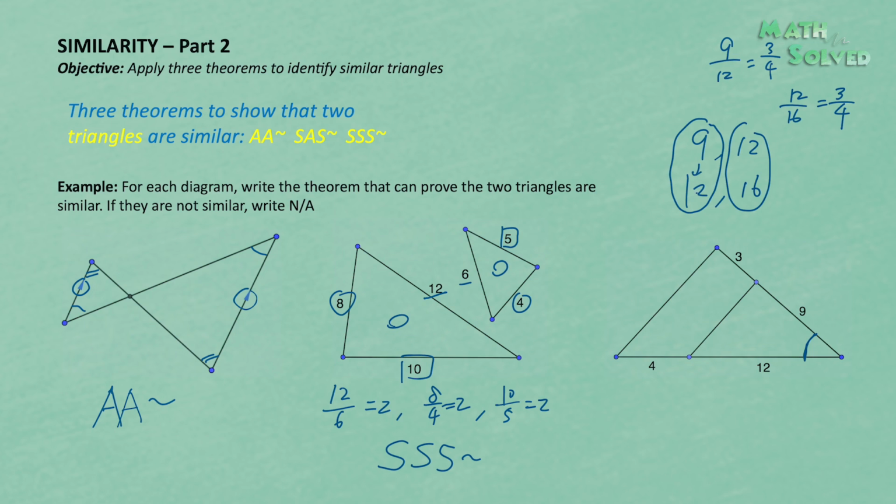And 9 is corresponding to 12, so it is this side that is corresponding to this side. And 12 is corresponding to 16. So sides are proportional and their included angles are congruent because this is a common angle. Then according to the side-angle-side similarity, the sandwich theorem, these two triangles are similar.